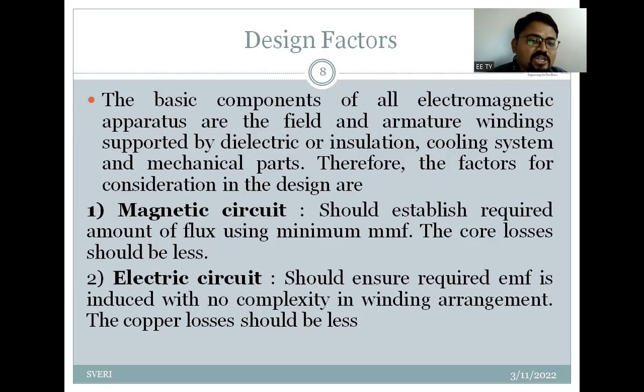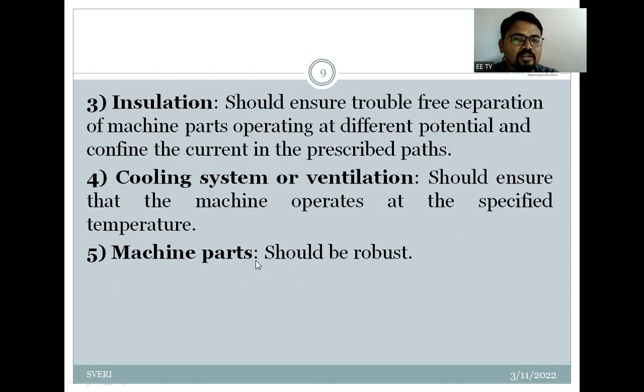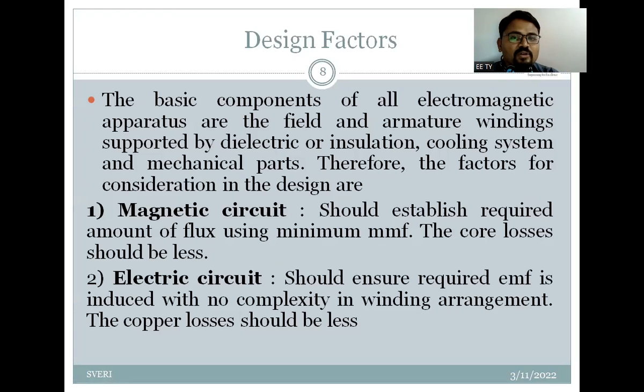So as far as the design factors are concerned, which are the points? The first point is the magnetic circuit, the second is the electric circuit, the third is insulation. Fourth is the cooling system, or another word is ventilation. And the fifth point is the machine parts. So these are the five parameters, or five points, that you have to consider whenever you are going to design any machine.